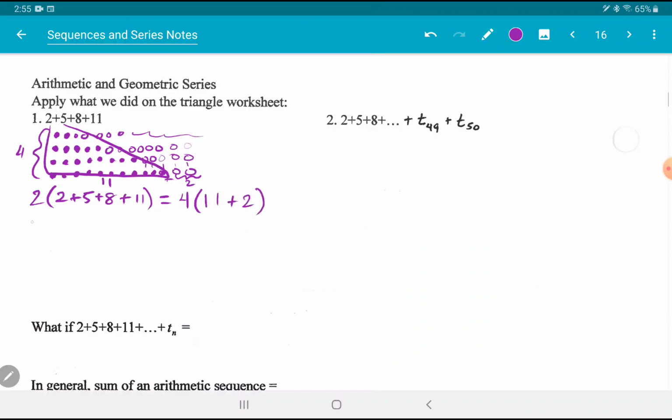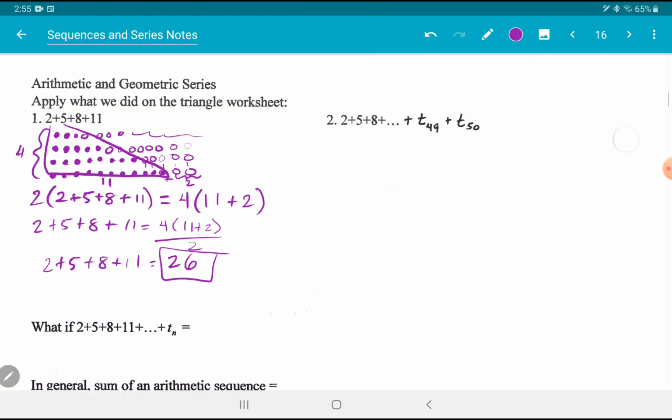Okay, so if we end up solving for this, we see that 2 plus 5 plus 8 plus 11, we can divide both sides by 2. So we end up with equals 4 times 11 plus 2, all divided by 2. And now we can see that 2 plus 5 plus 8 plus 11 is going to give us 4 divided by 2, or 2 times 13, and 2 times 13 is going to give us 26. Okay, so 2 plus 5 plus 8 plus 11 is 26.